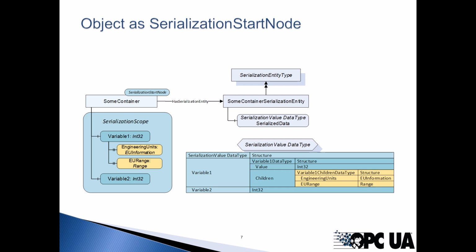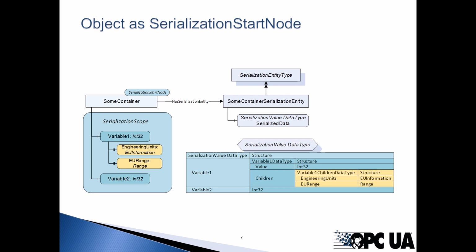The children field is a structure data type and has as many fields as there are components of variable 1. The field names equal the browse names of the mapped variables. The data types of the fields are equal to the data types of the mapped variables. Unless the serialization property limits the depth of the serialized node tree, there is no limit of the number of nesting levels the serialization value data type can have, apart from limits applying for structure data types and server resources in general.